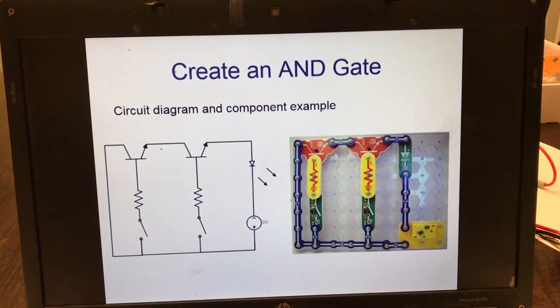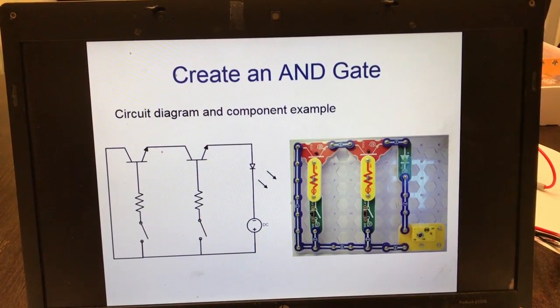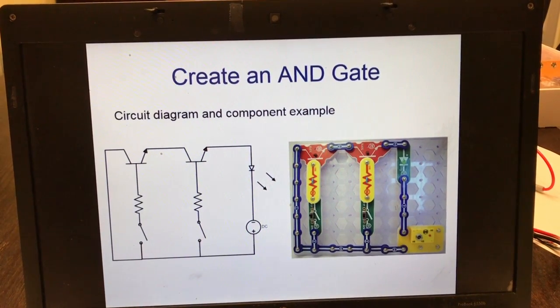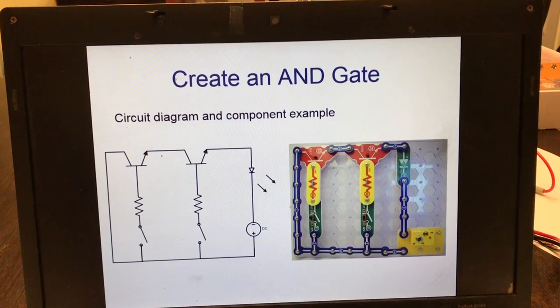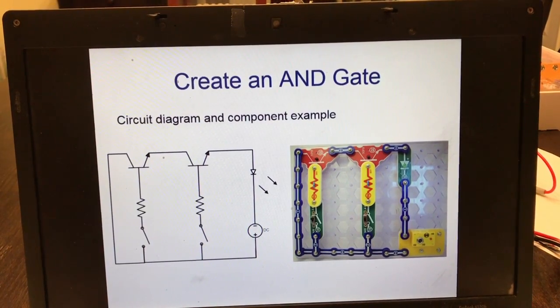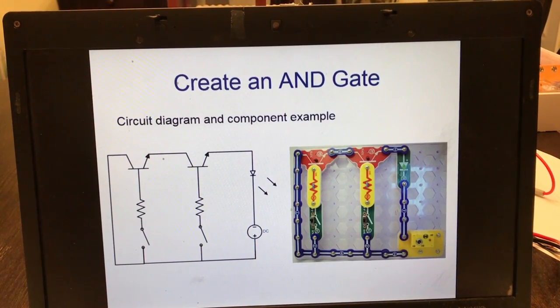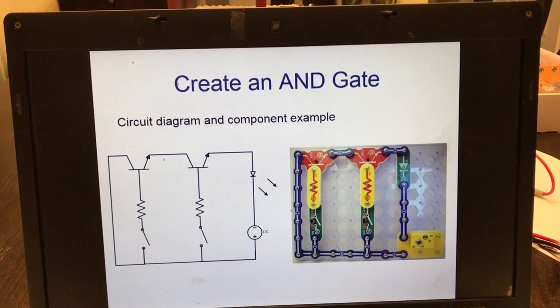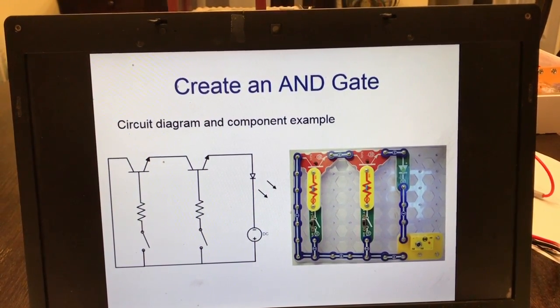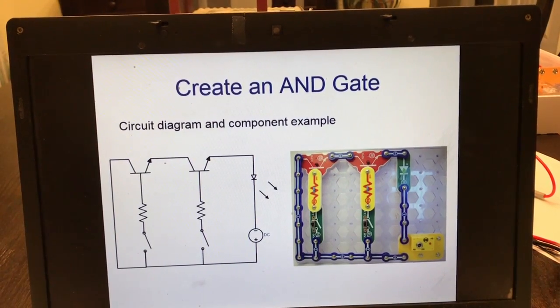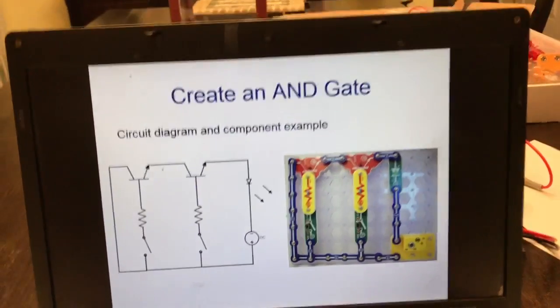For the first part of the lesson, we're going to be creating an AND gate using two transistors. The circuit diagram is on the left side, and I have what the SNAP circuit is going to look like on the right-hand side over there. I've already built that, so let's take a look and see what components I used and how this circuit operates.